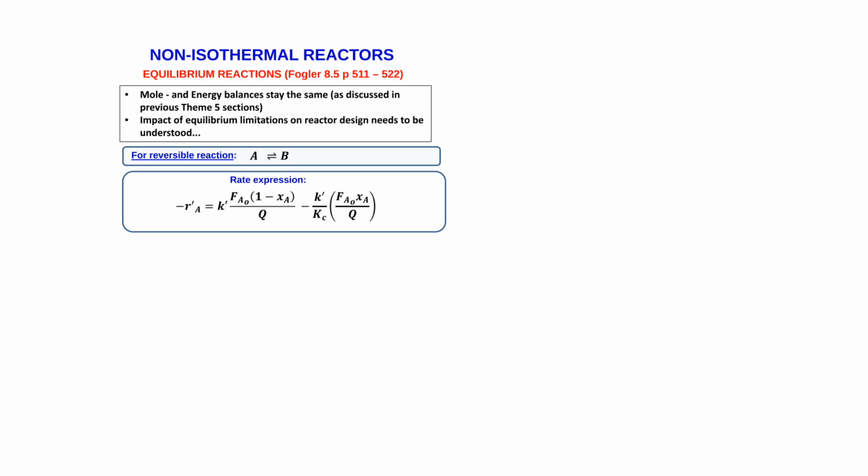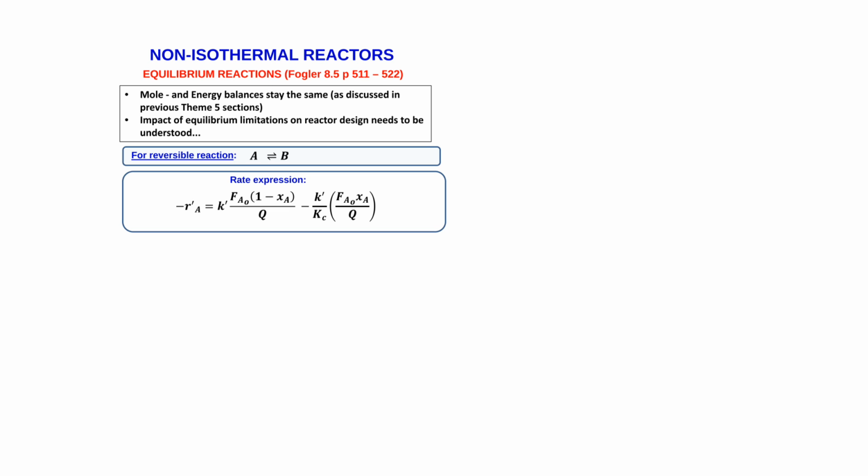But what we need to consider is the impact of the equilibrium limitations and the temperature dependence, especially for exothermic reactors, when we make design decisions. The thing that will be different is the algebraic equation for our rate expression that is needed to complete our energy and our mole balances.